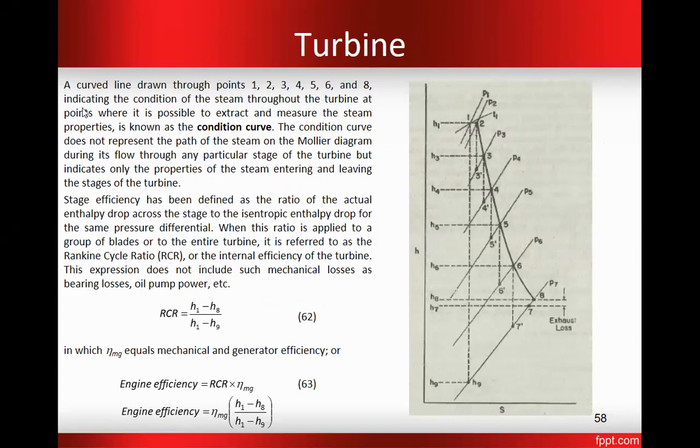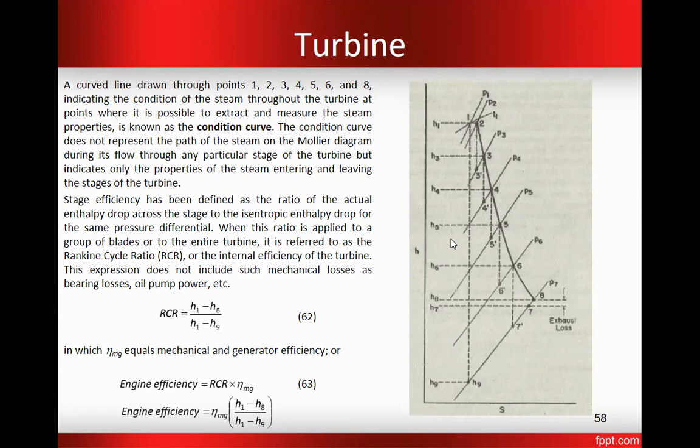Every point. A curved line drawn through points 1, 2, 3, 4, 5, 6, 8, indicating the condition of the steam throughout the turbine at points where it is possible to extract and measure the steam properties, is known as the condition curve. The condition curve does not represent the path of the steam on the Mollier diagram during its flow through any particular stage of the turbine, but indicates only the properties of the steam entering and leaving the stages of the turbine. So kaya nga small letter h, that is per pound.